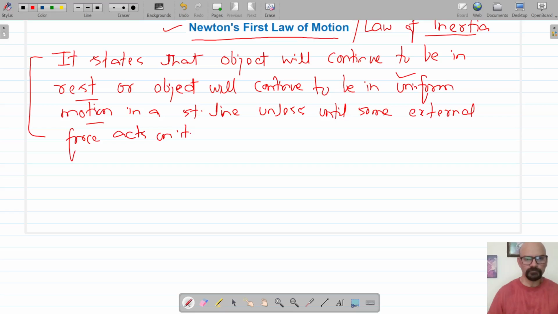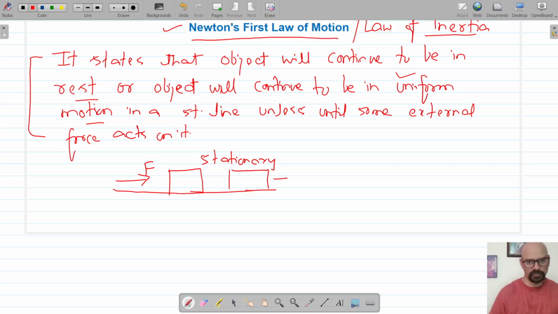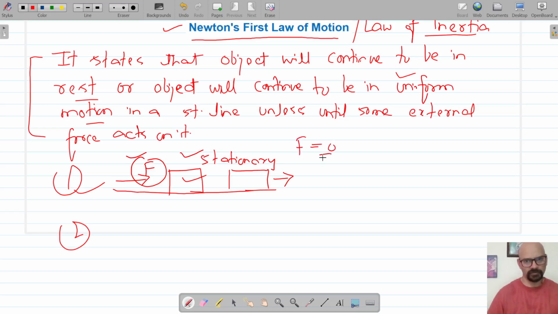Now let's consider an example. Let's say this is a block on a surface which is stationary. When we apply a force from this direction, it will start moving in this direction. So this will continue to remain at rest unless some external force acts on it. This is the first example, where a block or an object at rest will continue to be at rest unless some external force acts on it. So when the external force is zero, this object will continue to be at rest.